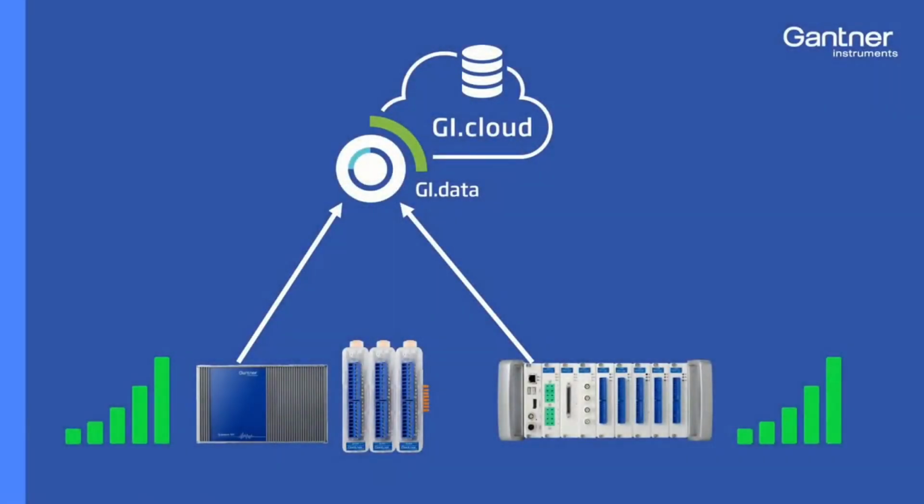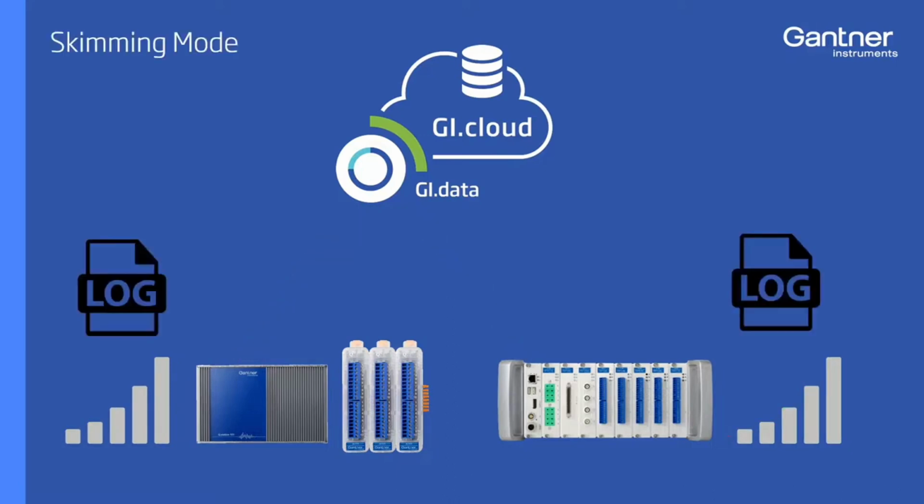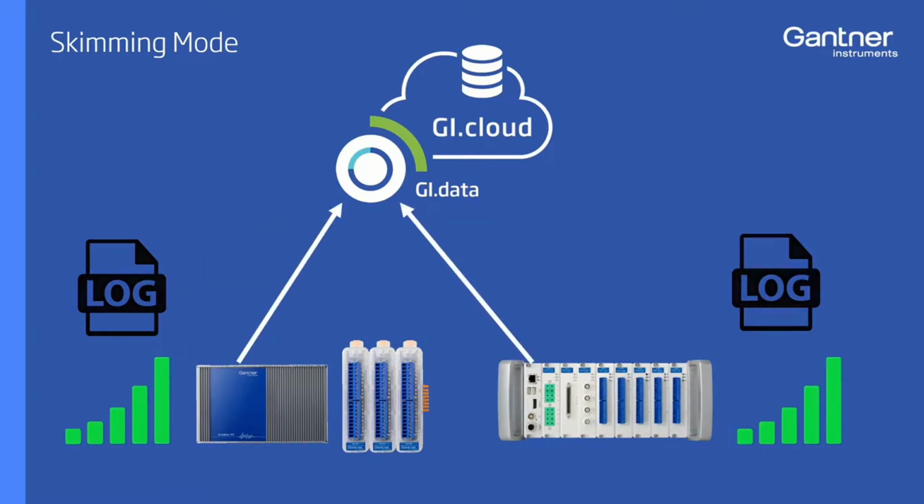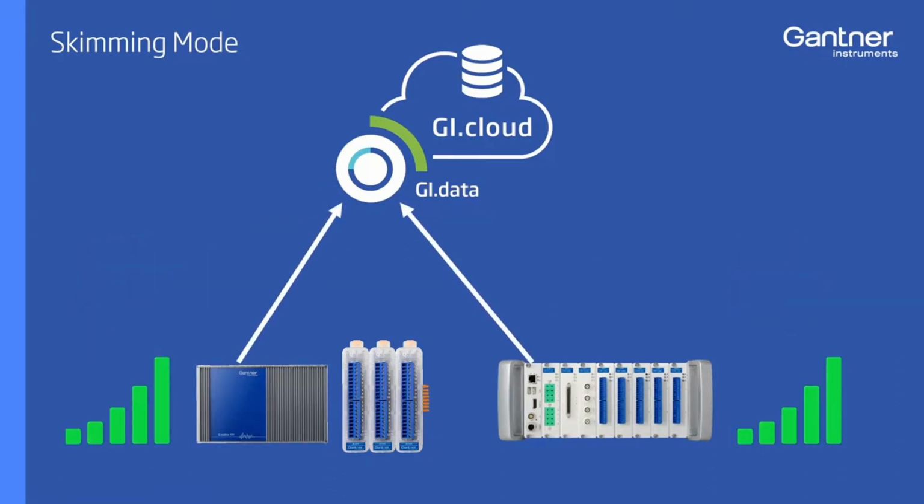Skimming mode is a configuration setup that allows you to securely transfer data to the cloud when a Q.controller device does not have access to a stable internet connection. With skimming mode, the controller logs data locally when disconnected from the internet, and when connected to the cloud again, the data logged while offline is immediately transmitted to the cloud and deleted locally once the transfer is complete.